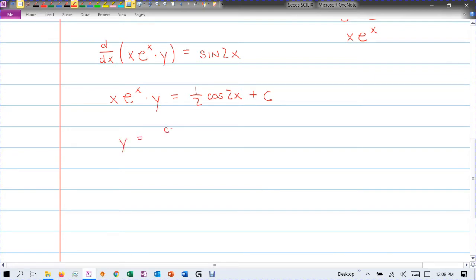So I'm going to have cosine 2x over 2x e to the x, and then plus c over x e to the x. And that should be it for number 22. Where's my negative? Oh, yeah, the antiderivative. Stupid me. The antiderivative, I'm missing the negative. You're probably sitting there going, where's your negative? There it is. I messed that up. Okay. And then, yeah, okay, everything else looks good.